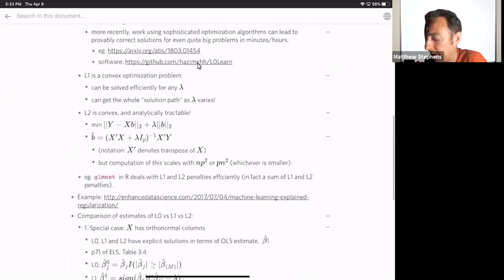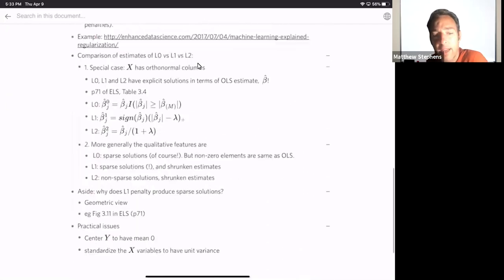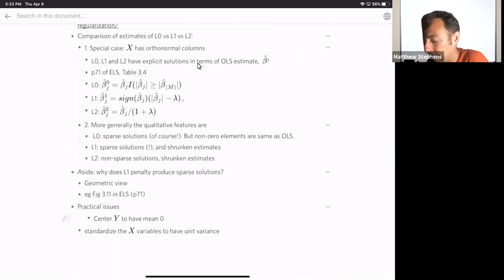So the idea is that that's important. I should have had on my bullet, center y to have mean 0, but also center X, center the columns of X to have mean 0. It turns out that the B's that come out of that are equivalent to fitting a regression model with an intercept, but where the intercept's not penalized or not constrained.